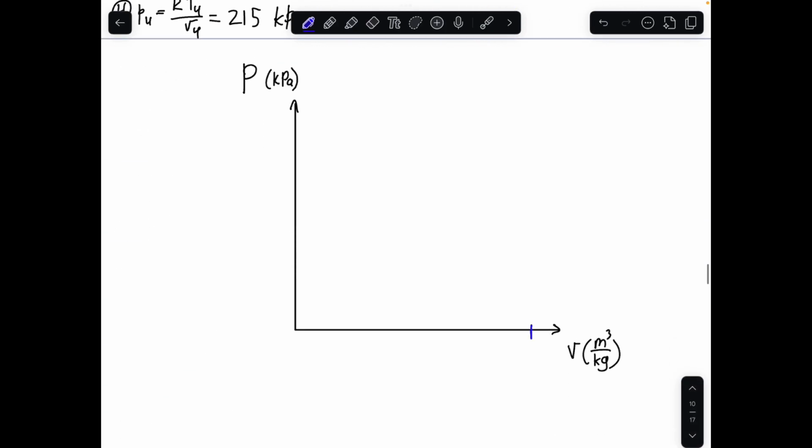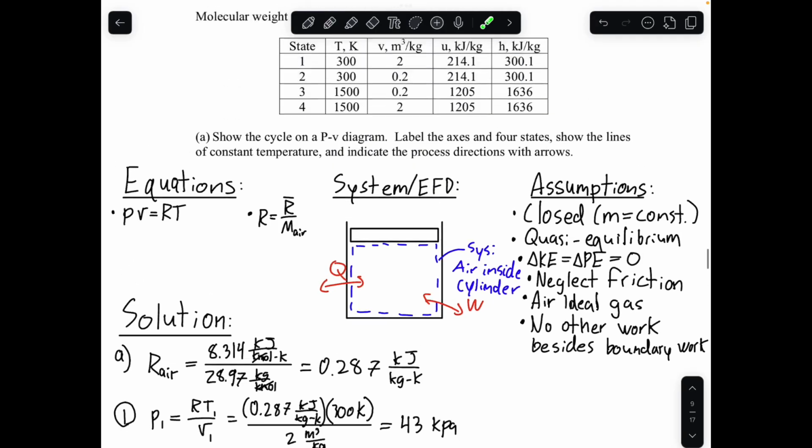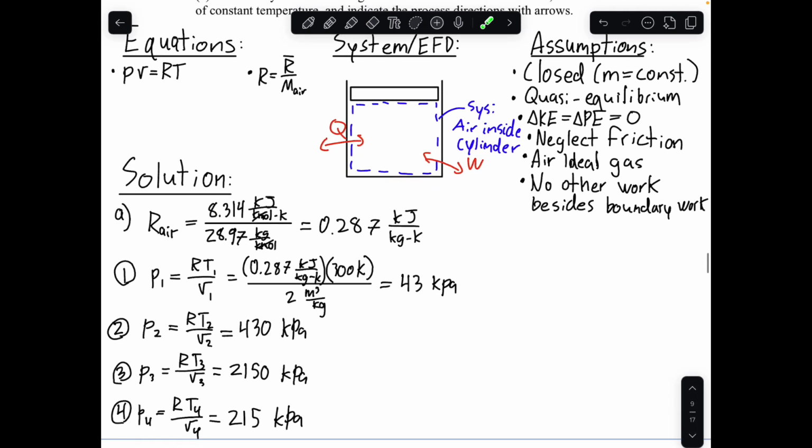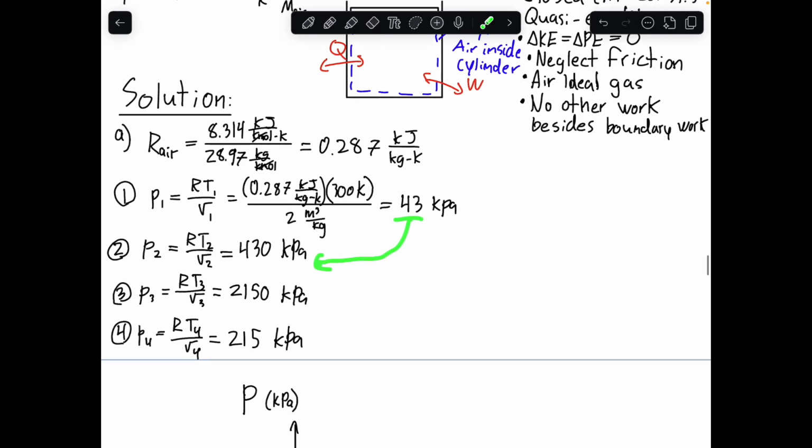So we start out to the right, at our rightmost location, at V1, but that's also equal to V4, remember from our table, that's equal to 2.0 meters cubed per kilogram here. And then our pressure, P1, again, we're starting at the lowest value, so I'm just going to draw it around here. P1 equals about 43 kilopascals. So we draw the intersection of those points around here, and that is going to be state 1. So now state 2, remember we have a compression for state 2, so we are moving to a smaller specific volume value, so we'll be moving to the left on our chart, and then we're increasing in pressure from 43 to 430 kilopascals.